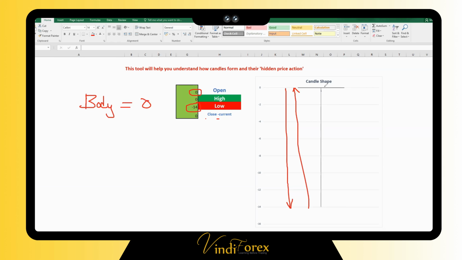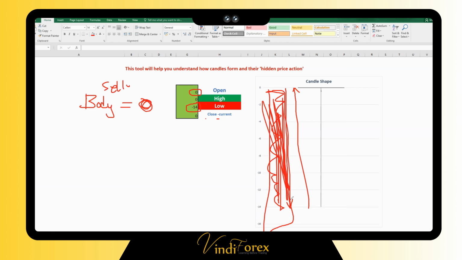Fail. For whoever had a body before, remember it was red, full red down there. But it went back up. That red disappeared. The body disappeared, meaning that those sellers failed. And then we have what? A wick. What is the wick telling us? That the price was here. Price was down here.